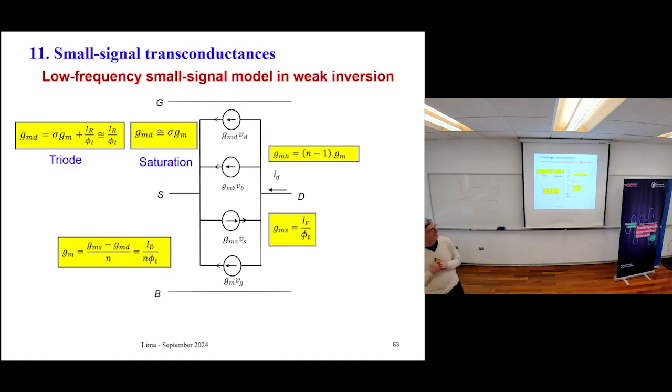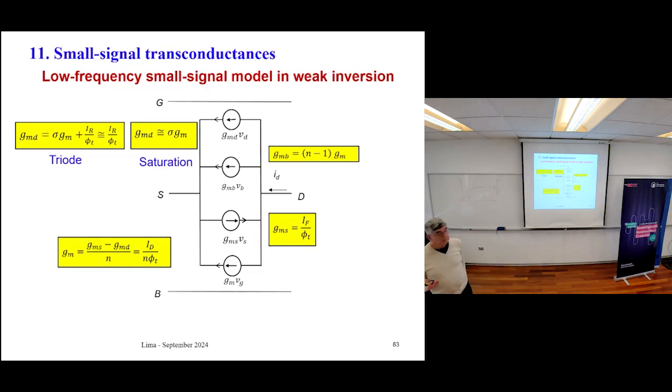This is very good because the real model of the MOSFET has 16 capacitors, but only 9 of them are independent. It's like here, you see that you have 4 transconductors, but just 3 of them are independent. If you know 3 of them, you know the 4th one. Okay? So this is a simplified model for weak inversion.